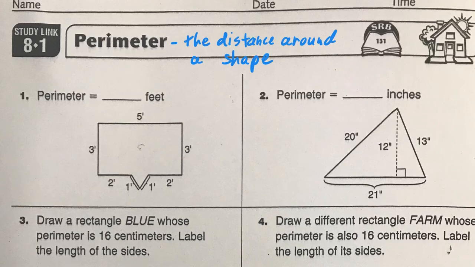So here, you're going to have 5 plus 3 is 8, and 3 more is going to be 11, and then you have 2 plus 1, which is 3, and 3 more, which is 6. That would be 11 plus 6, and the answer is going to be the perimeter, 17 feet.